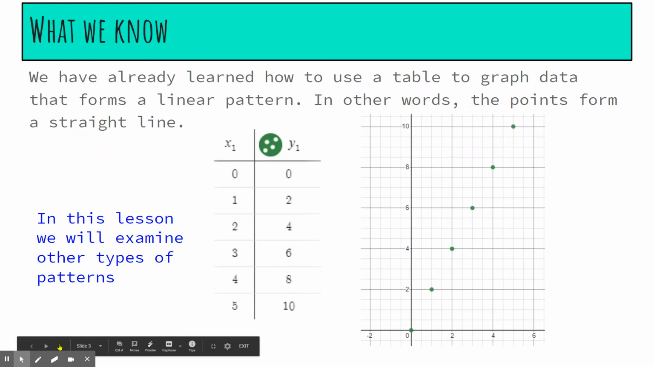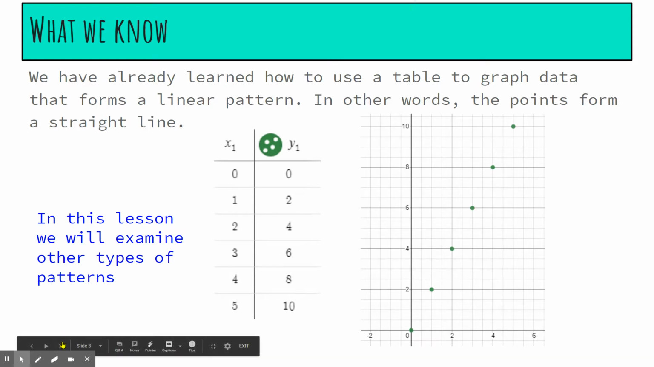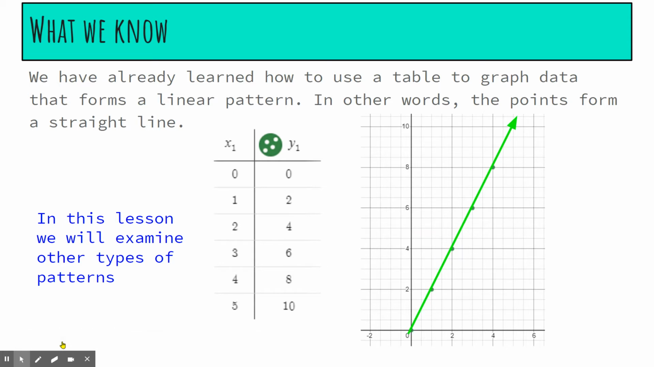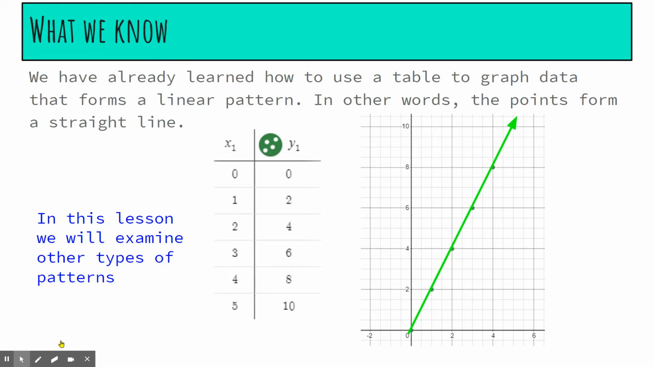So we've already learned how to use a table to graph data that forms a linear pattern. Okay, so when we've had tables where we've plotted the points, and after plotting the points, we connect them, you can see that it forms a straight line. So we're going to look at other patterns that don't necessarily form a straight line. They're going to be nonlinear.